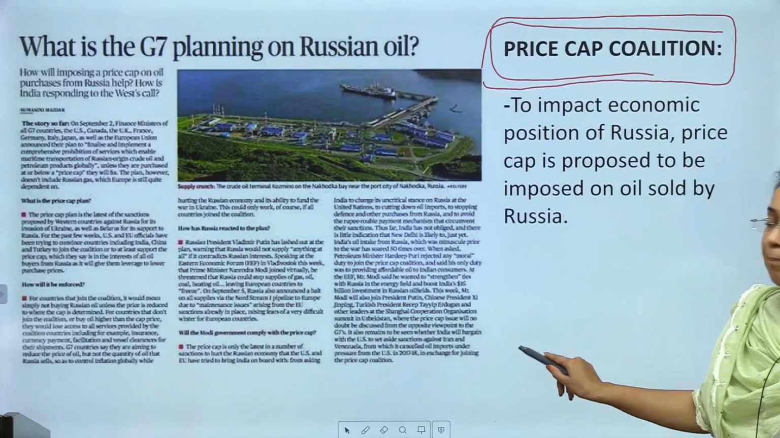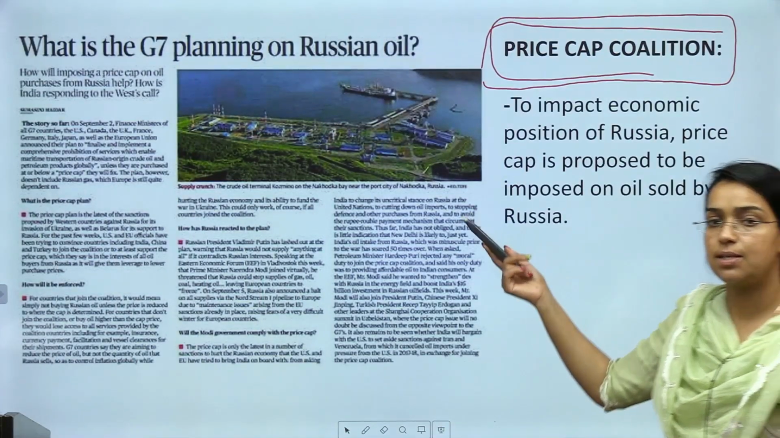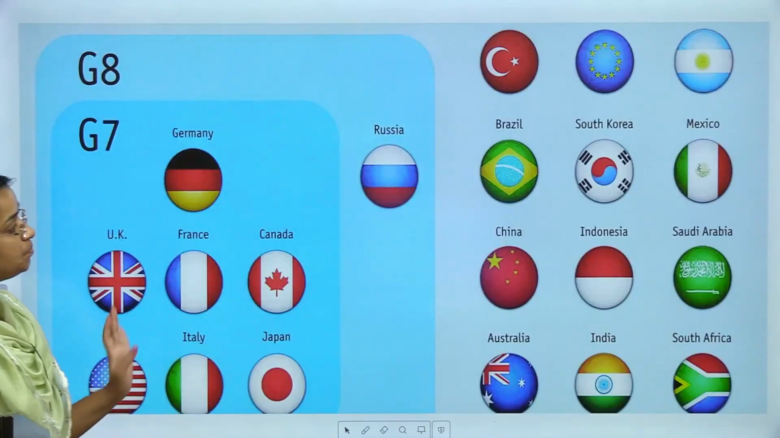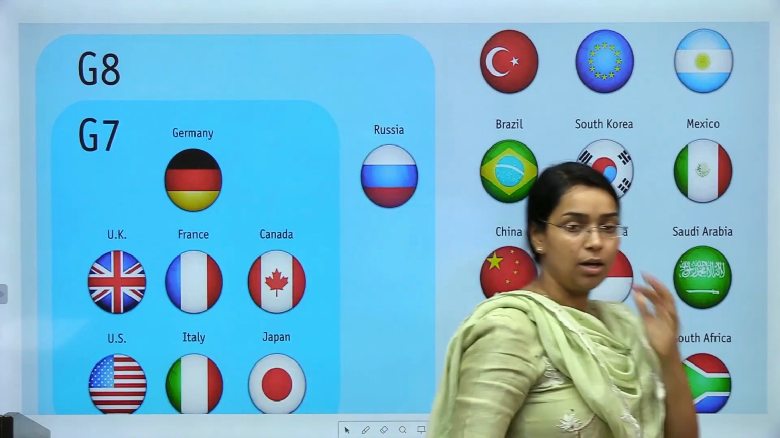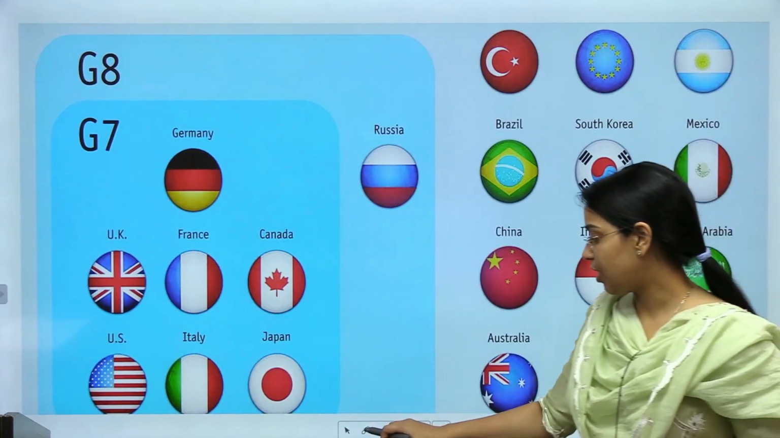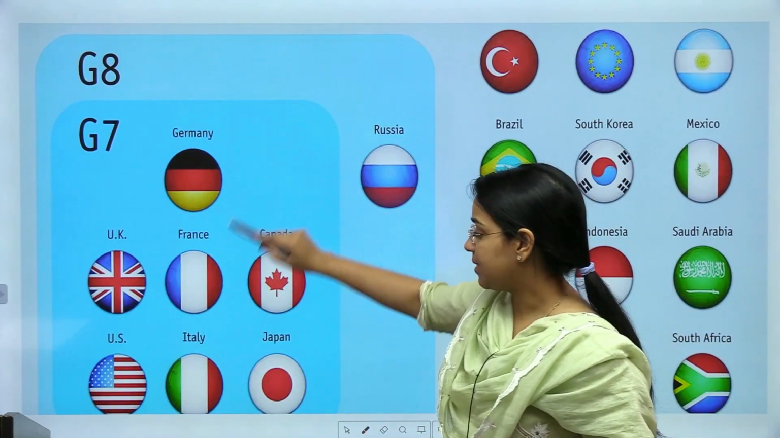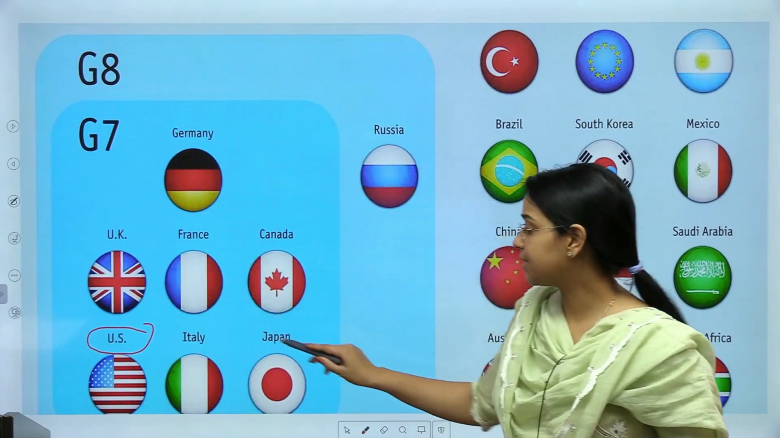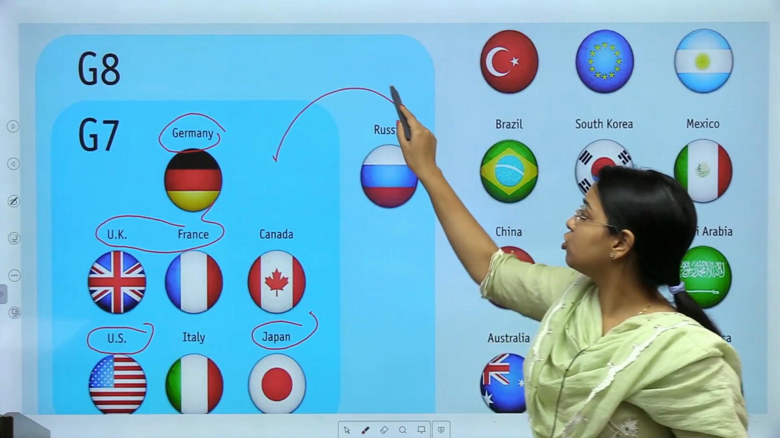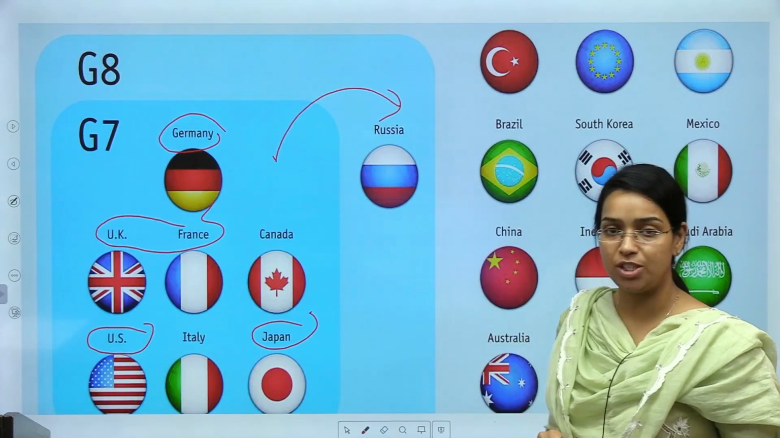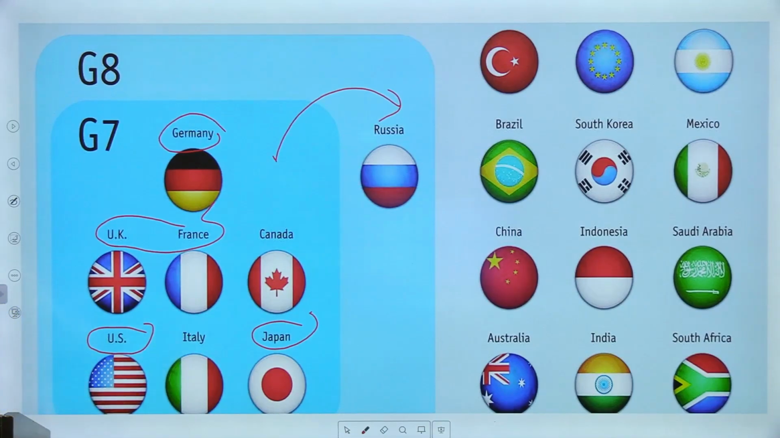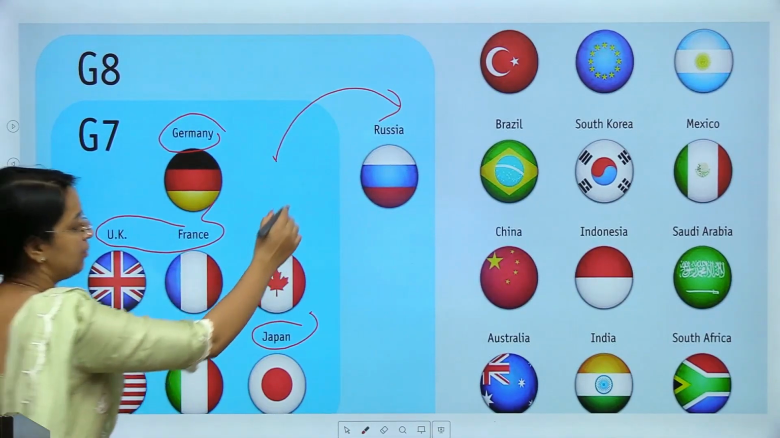So this is the price cap coalition. G7 is also important as it has appeared in this news item, so you can cover G7 also. So what is G7? It is majorly the grouping of these strong bigger economies of the world in general, right? Starting with USA, we have countries like Japan, UK, France, Germany in it, and when Russia also enters the G7, at that time it becomes G8, right? So G7 is basically an informal bloc of industrialized democracies, you can say.